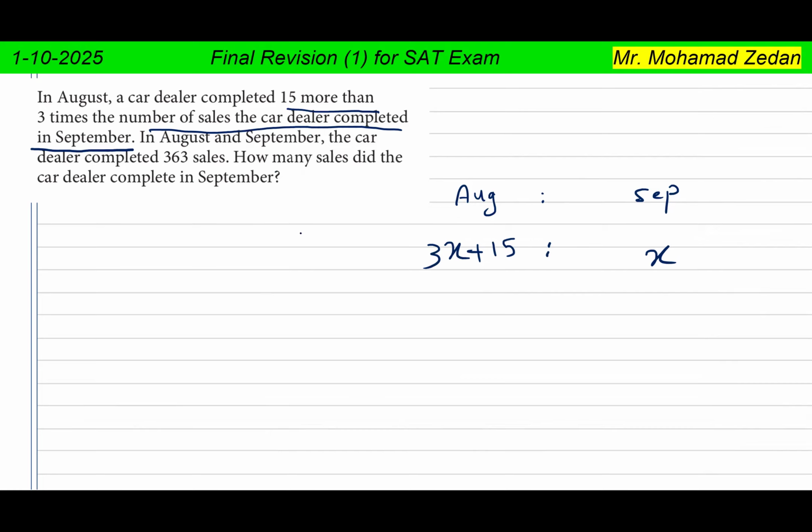Now, in August and September it means the plus. The car dealer completed 363. So the sum of these two expressions is 363. How many sales did the car dealer complete in September? It asks you about x. Solve this equation, find the value of x. Very simple. So we don't do 3x plus 15 equal to 363? No, 3x plus 15 plus x is 363. The sum, look, in August and September means both together, in both months.